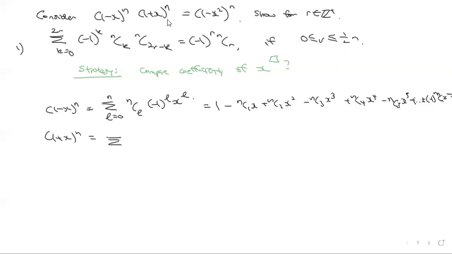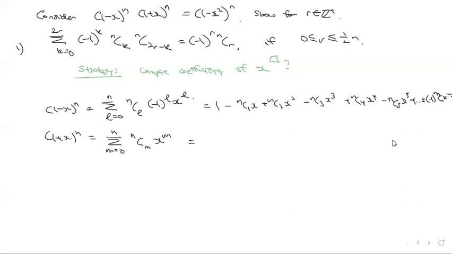I'm going to pick a different letter. We've already used L, they've already used K, so we'll use M. So it's going to be nCm x to the m, just using the binomial theorem. And you can do the same thing as before, just expand it out.